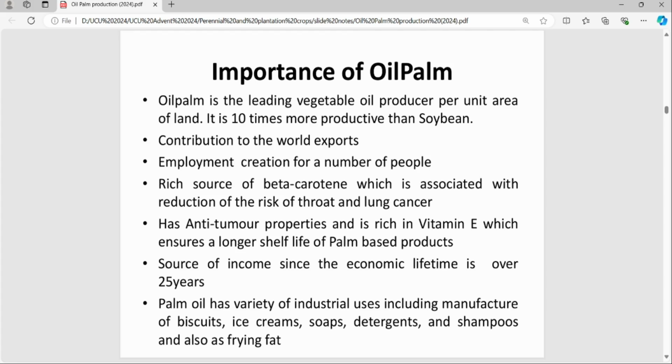So oil palm is the leading vegetable oil producer per unit area of land, and we see that it produces 10 times more oil than the oil we get from soybean. It also contributes to the world's exports. It also provides employment to a number of people, starting from those who do nursery bed management, those who do planting, those who do field management, harvesting, as well as those who work in factories where processing is done.